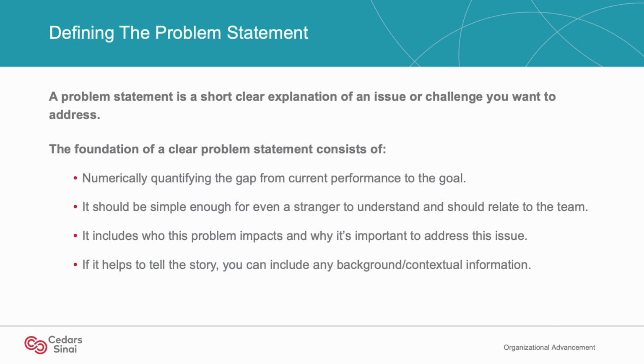So, what is exactly a problem statement? A problem statement is a short, clear explanation of an issue or challenge you are trying to address. The foundation of a clear problem statement consists of numerically quantifying the gap from current performance to the goal. So remember, if you can't quantify it, how do you know if you have a problem? It should be very simple enough for a stranger to understand and should relate to the team. It includes who this problem impacts and why it's important to address it. And lastly, if it helps tell the story, you can include any background or contextual information into the problem statement.